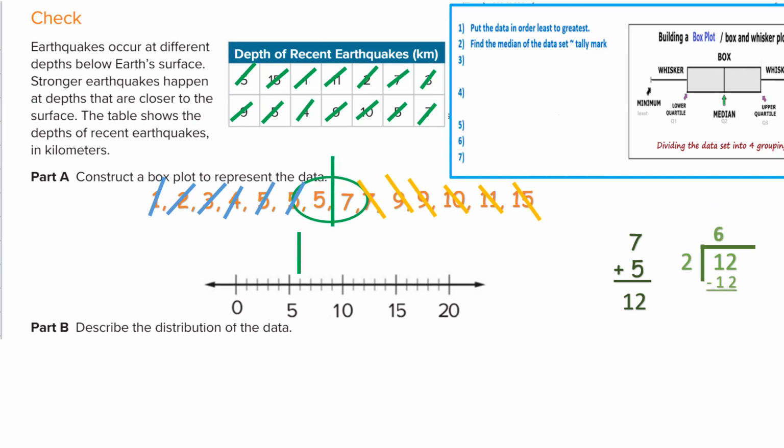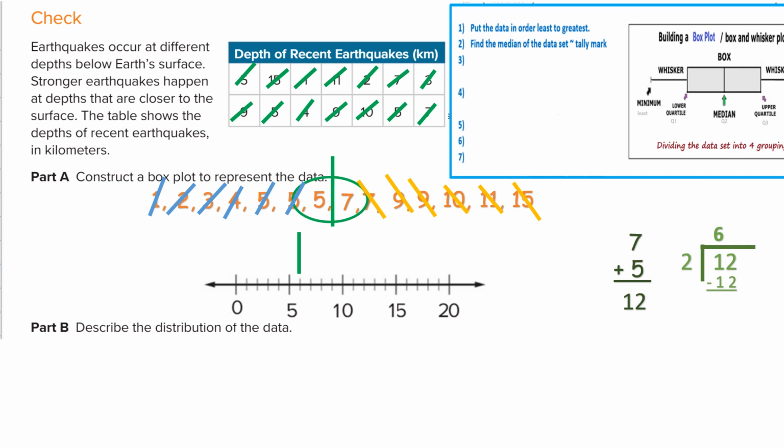So I know I'm going to put a line where my median would be in between that 5 and that 7. And then I'm going to put a line up above my number line, my tally mark, to indicate where the median would be, which is right above where the 6 would be.